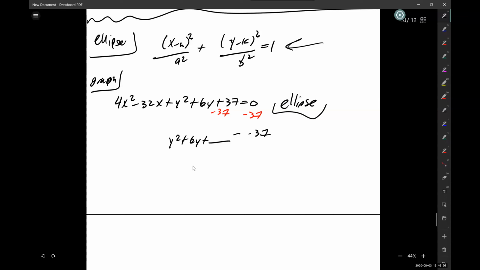And then the one thing we have to be careful about is I have this, I'll do this in blue, this 4 here. We need to have a 1 in front of our squared term. So what I'm going to do is factor out that 4 out of both of my terms. That's going to leave me with x squared minus 8x, and that is where we're going to have our blank spot for completing our square.